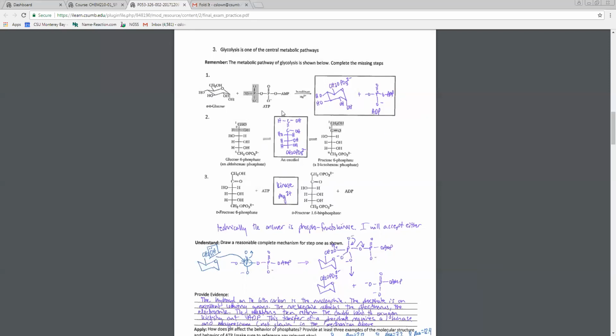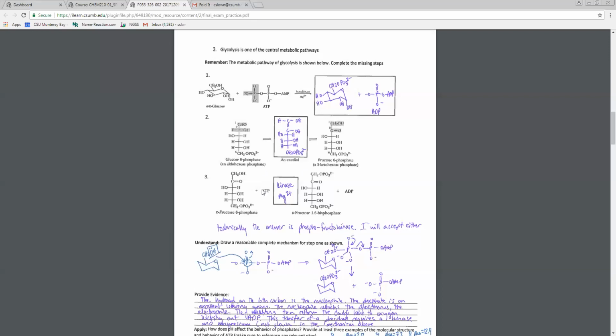Here, the enediol is a double bond, remember? So I'm going from the aldehyde to the double bond to the ketone. That's a tautomerization, going from the keto to the enol form, and then shifting, right, from the aldehyde to the ketone.